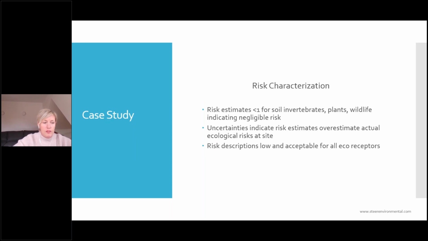In risk characterization, the HQs that we calculated for soil invertebrates, plants, and wildlife were less than 1, which indicates a negligible and acceptable risk. The uncertainties that we looked at included adequate site characterization, which we determined to be appropriate, appropriate EPC selection, which was very conservative and likely overestimated exposure, contaminant availability, which was conservative as toxicological studies use highly bioavailable chemical formulations, and the TRV selection, which again was receptor and exposure pathway specific, so protective and conservative.